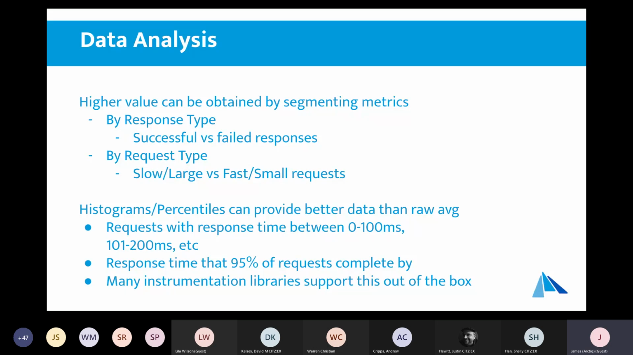You can also use things like histograms and percentiles. A raw average can hide some important information. So you can ask for the number of requests with a response time between 0 and 100, 100 to 200, 200 to 300, that kind of thing. Or a percentile, to say, what's the response time that 95% of my requests fall under? And again, that can give you more data than just a raw average. A lot of the instrumentation libraries out there for all the different code support these out of the box, so you don't have to develop your own code for creating histograms or percentiles or any of that sort of thing.